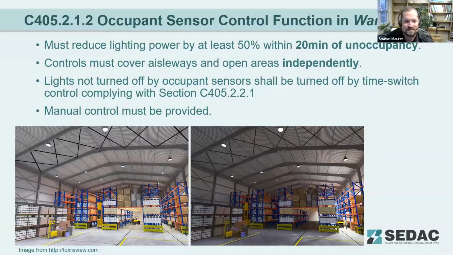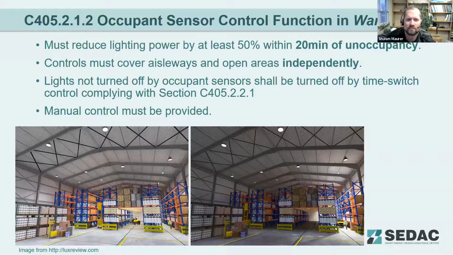Similar to 2018 IECC, aisleways have to have separate occupancy sensor controls in each aisleway so that when an aisleway is not occupied, the lighting in that area can dim down 50% within 20 minutes of that aisleway being unoccupied. Previously in the 2018 IECC, that was 30 minutes. So they've tightened that unoccupancy window down a little bit. They have stressed that those aisleways and open areas outside the aisleways have to be controlled independently.